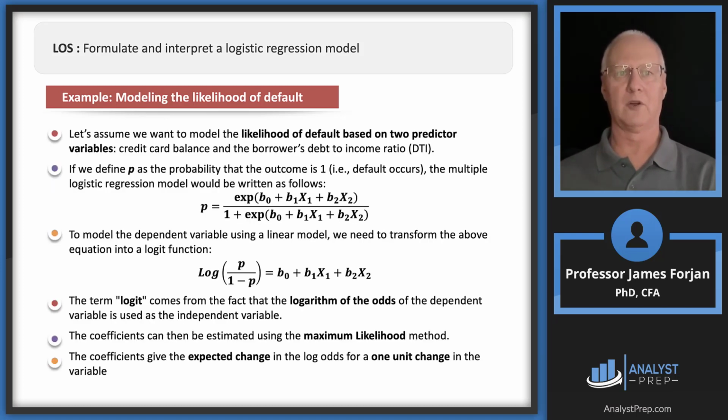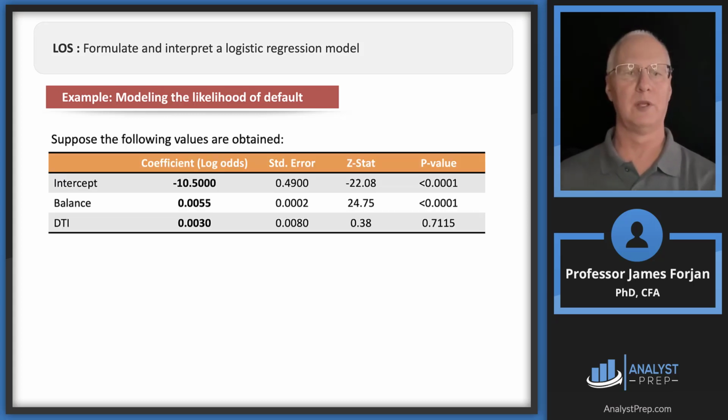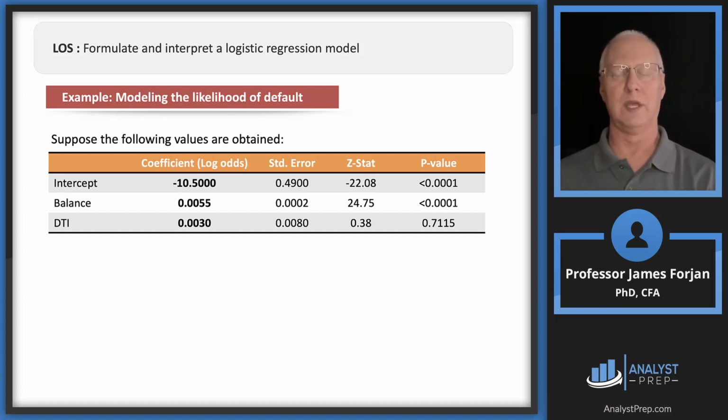All right, so here are the results of this model. Remember, let me just say it again. Credit card balance is x1 and debt to income ratio is x2. So there's the coefficient. There are the standard errors. And when you use this maximum likelihood, you have to use the z instead of the t. And there are p-values. So the intercept is significant. The balance is significant. But the debt to income ratio is not, p-value of 0.711.